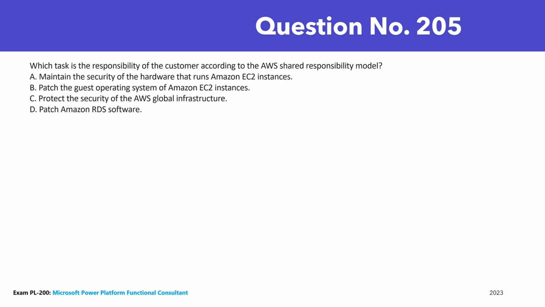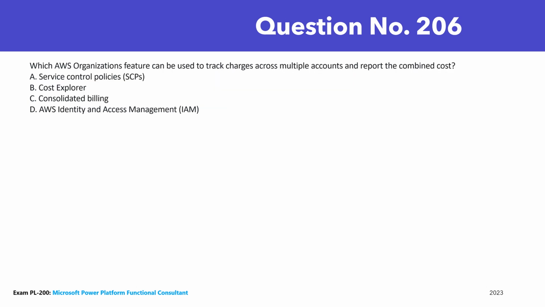Which task is the responsibility of the customer according to the AWS shared responsibility model? A. Maintain the security of the hardware that runs Amazon EC2 instances. B. Patch the guest operating system of Amazon EC2 instances. C. Protect the security of the AWS global infrastructure. D. Patch Amazon RDS software. Correct answer, B.